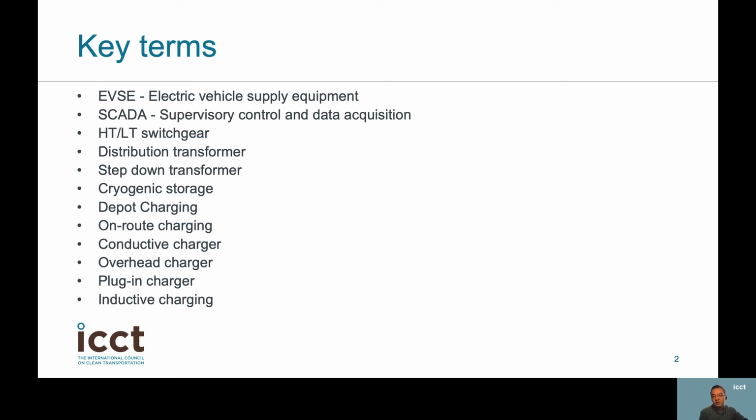A conductive charger has its electricity transferred by conduction or direct contact between the charger and the bus battery. Inductive charging relies on induction to supply electricity to vehicles without direct contact between the power source and the bus.